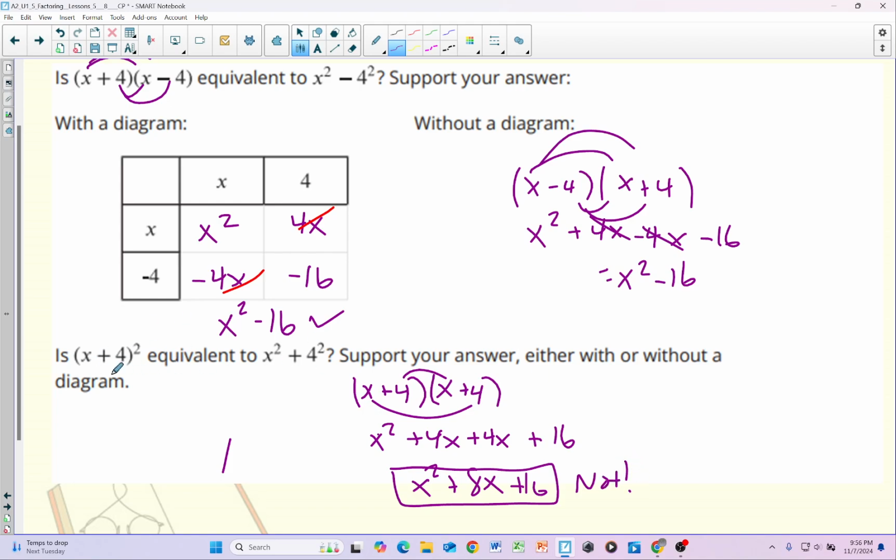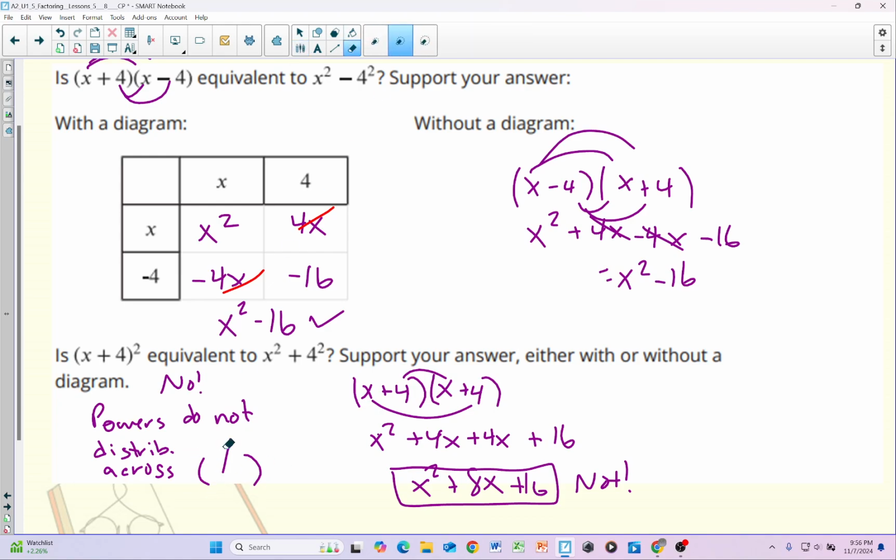So the answer, is this equivalent to x squared plus 4 squared? No. And that's because in general, powers or exponents do not distribute across parentheses. The only case where it appears that they do is this case here, but even then, this is not really distributing the power across a single group of parentheses like this.